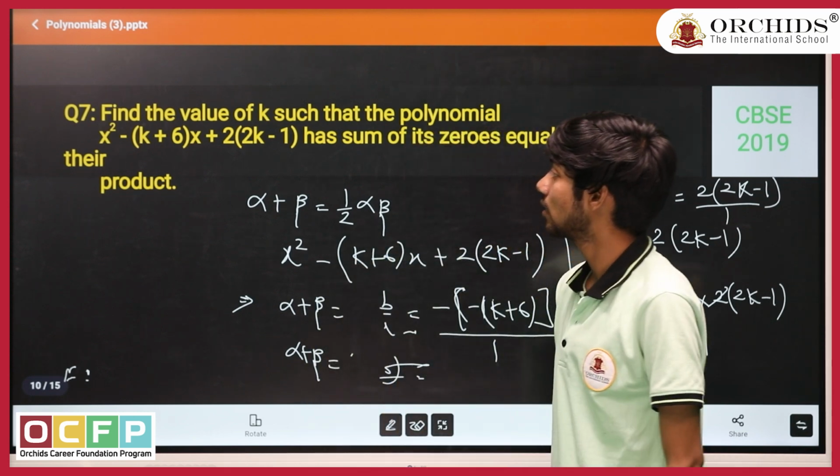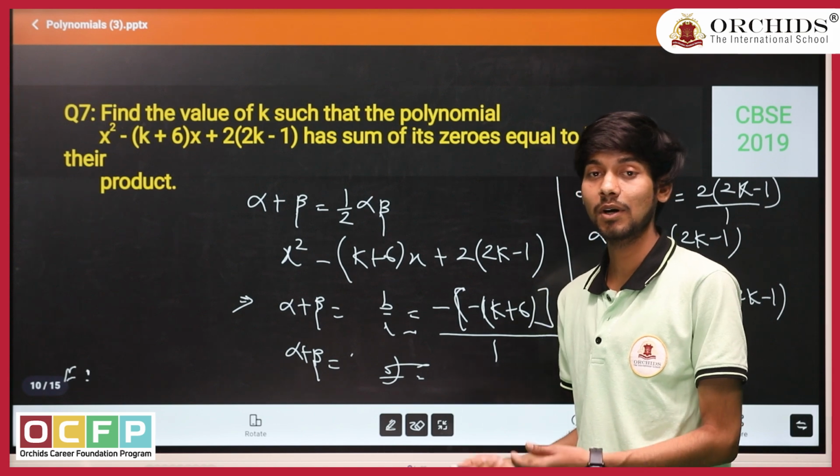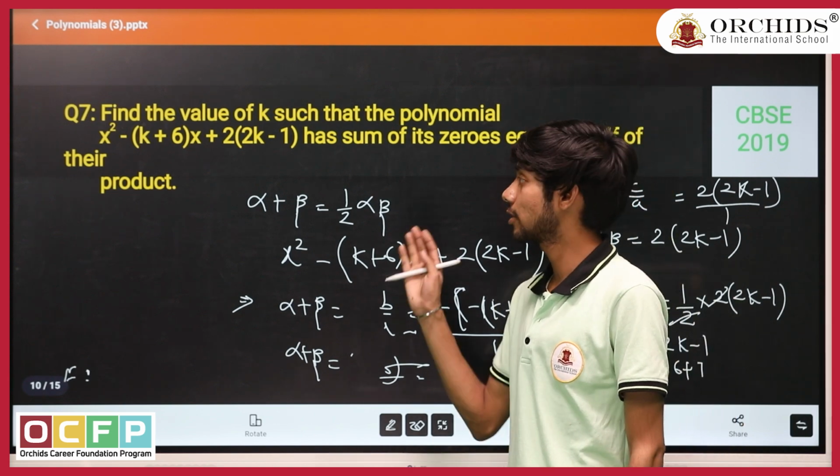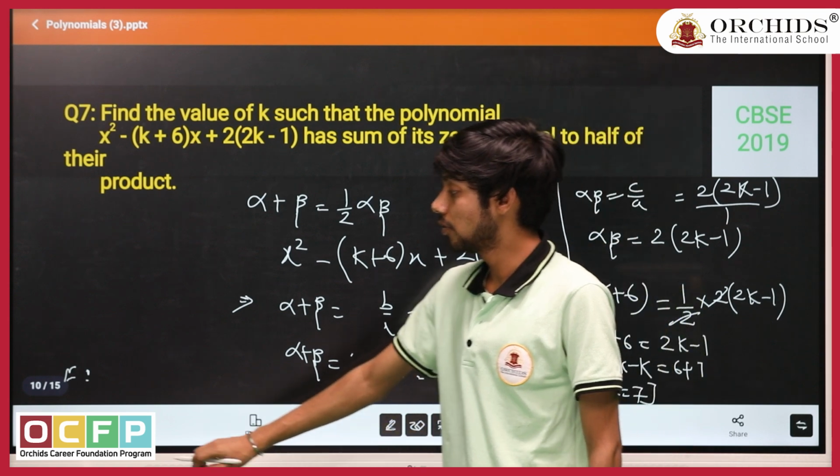So for the value k is equal to 7, we will get that sum of zeros is equal to half of their product for the given polynomial. Let's move with the next question.